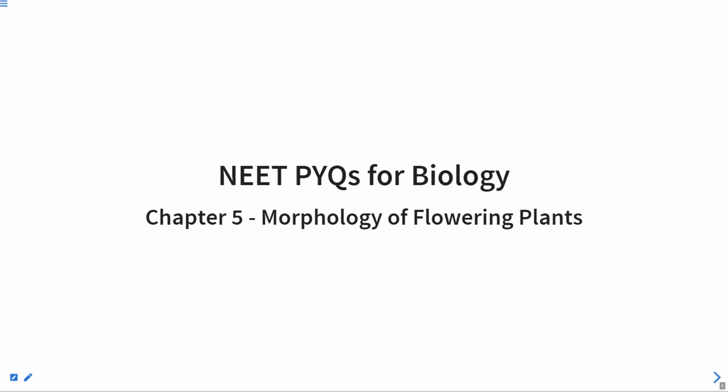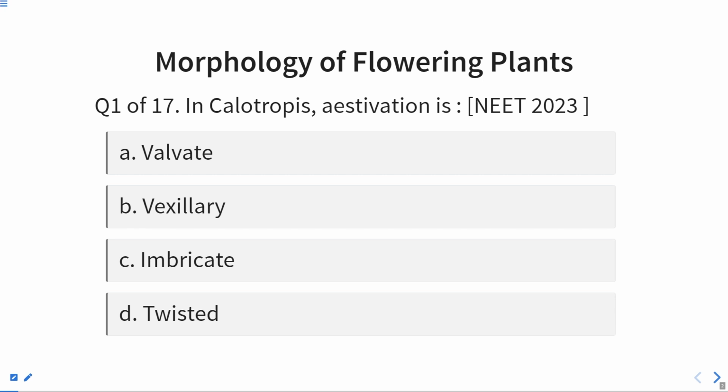And today we'll be discussing the previous year questions that had come in the NEET exam for the chapter Morphology of Flowering Plants. So let's start with the first question here. Okay. So here they are asking in Calotropis, estivation is. Okay, so they have given you types of estivation. Now let's discuss what is estivation.